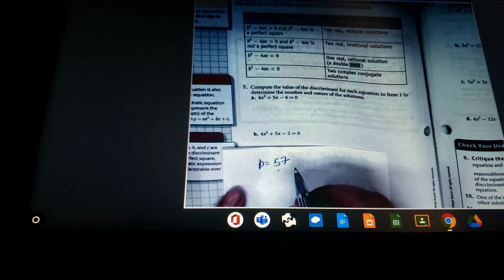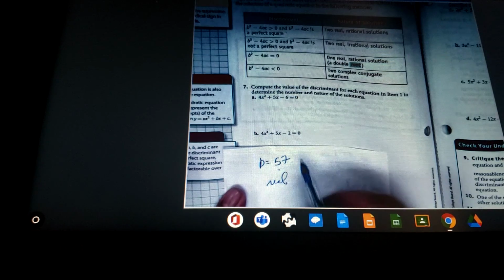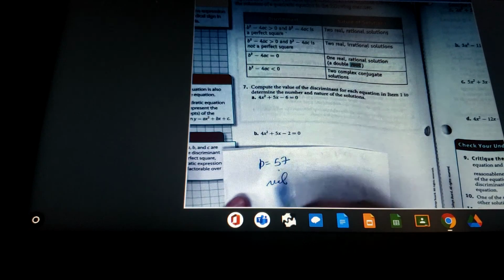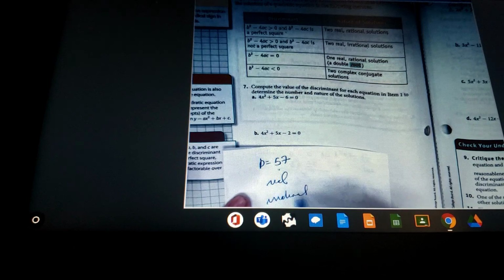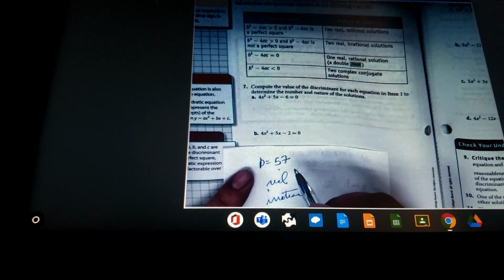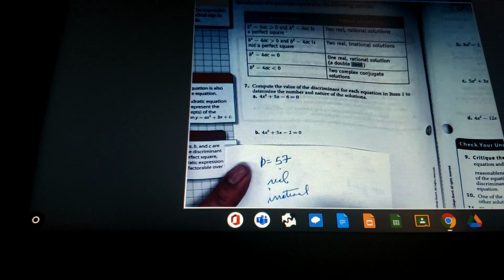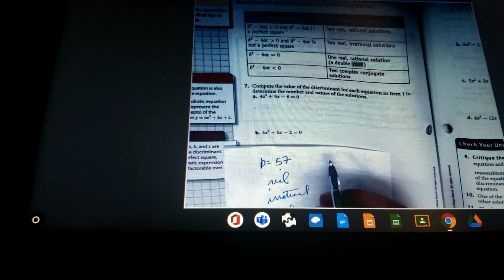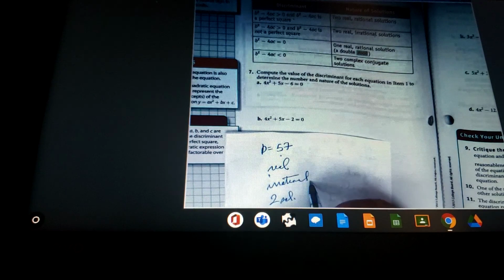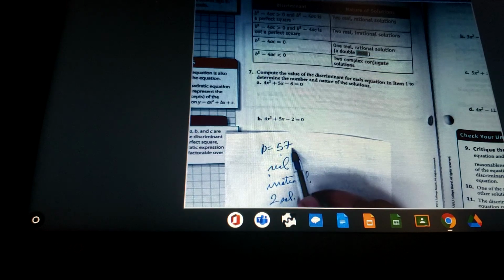Okay, if D is 57, real or complex? Real. Okay. Rational or irrational? Irrational, yes. How many solutions? Two solutions for the values of x, correct? Okay? It's irrational roots because it is not a perfect square. 57 is not a perfect square.